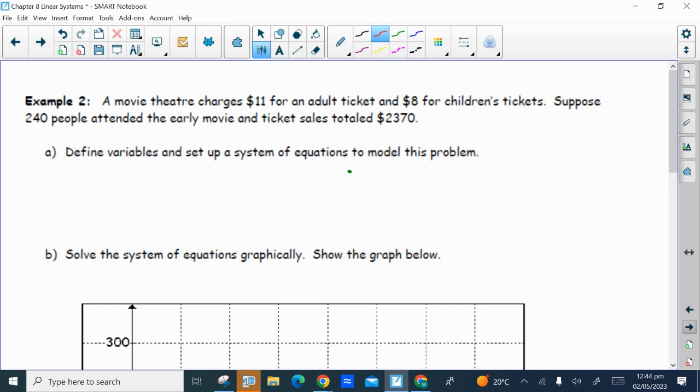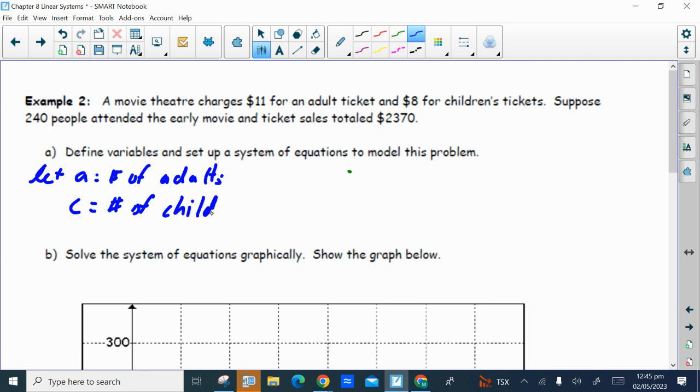You've got the price for adults and the price for children. You've got the total number of people that attended, as well as how much the ticket sales were. What we don't know is how many adults and how many children attended this movie. That's what our variables will represent. So we might let A equal the number of adults and C equal the number of children. That is what we don't know.